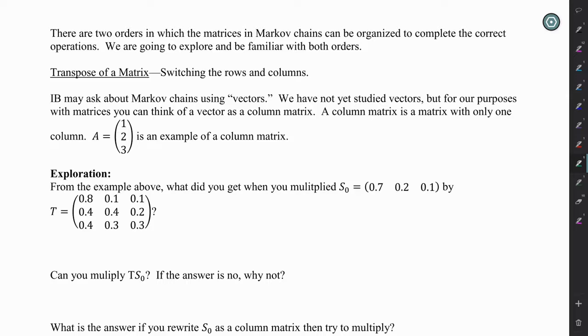So I'm going to teach you about the transpose of a matrix also. The transpose of a matrix is switching the rows and the columns, and we can do this manually, or the calculator will actually do it for us. I'm going to show you that. IB may ask about Markov chains using the word vector. We haven't studied vectors yet, but for our purposes, just think of a vector as a column matrix. A column matrix is a matrix with only one column. So A equals 1, 2, 3 is an example of a column matrix.